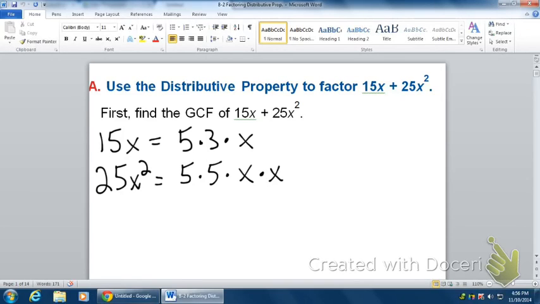Okay? Now, let's find the greatest common factor. So, remember how to do this. We factored our two numbers out. Now we need to circle which numbers we have in common. What are my common prime numbers? All they are is 5 and x. Okay? So when you go to write that, our GCF is 5x.